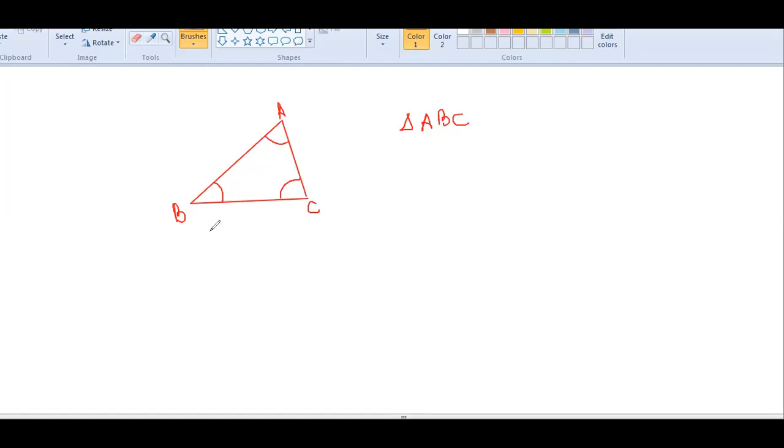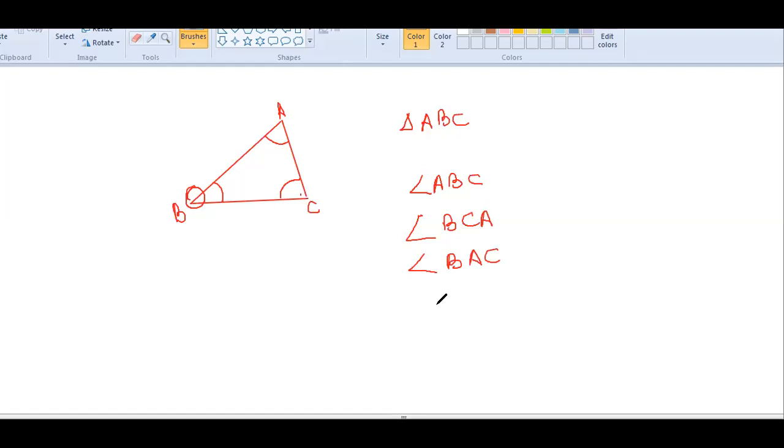So this angle we call angle ABC, right? This angle is known as ABC. And this angle we call angle BCA, or you can say angle ACB also. And the upper angle we call angle CAB or BAC. So these are the three angles of a triangle.